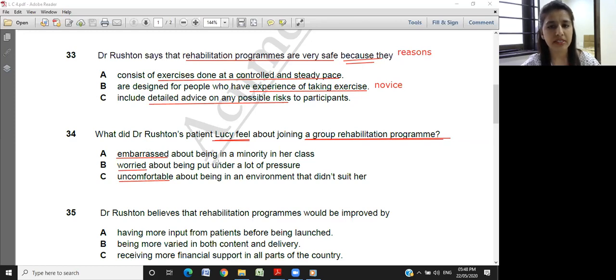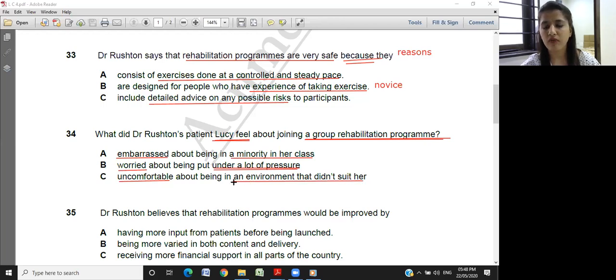So was she embarrassed about being in a minority in her class? Okay. So minority can be based on gender, age, race, or one's socio-economic background. So we'll have to figure out which kind of minority he is describing here. Then, worried about being put under a lot of pressure, right? And uncomfortable about being in an environment that didn't suit her.